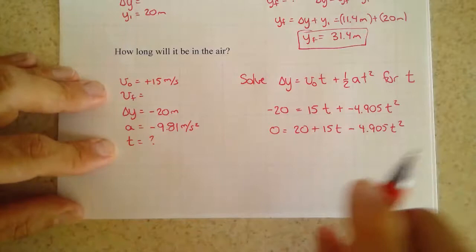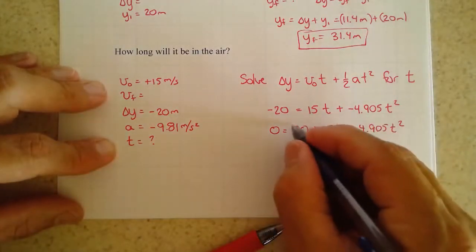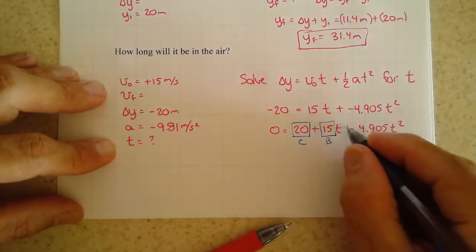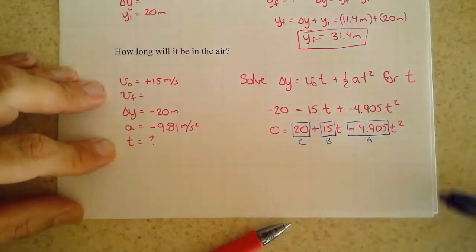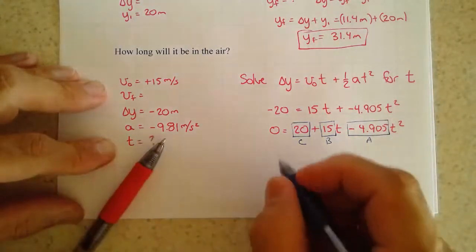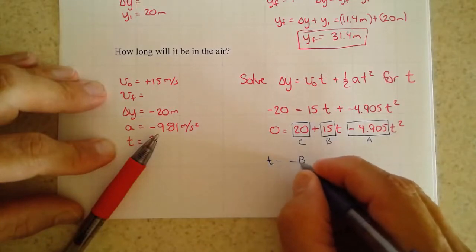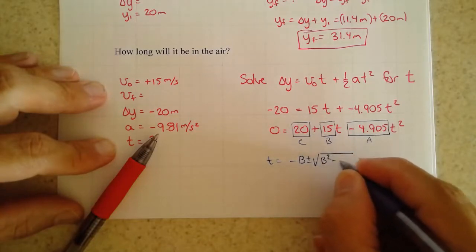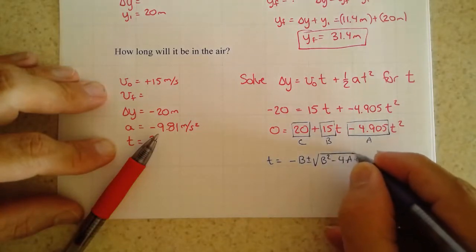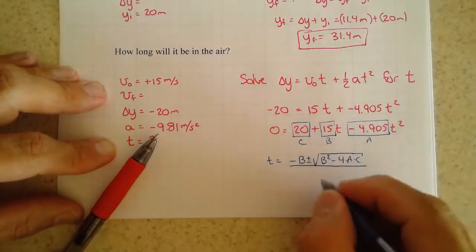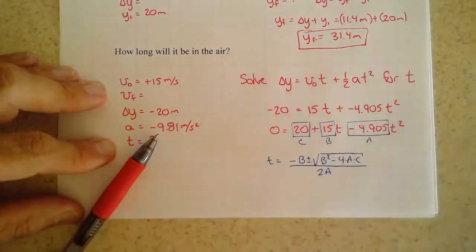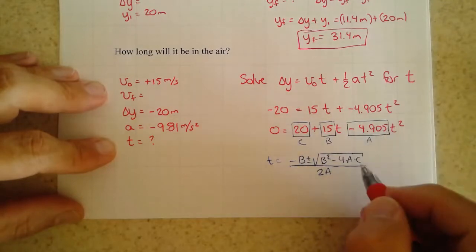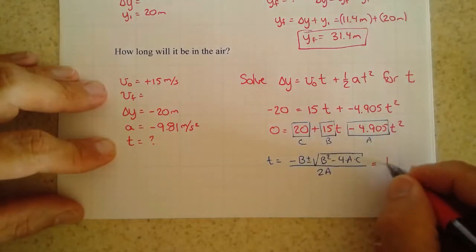And you're going to have to solve it using the quadratic equation. If you remember the quadratic equation, this coefficient here is c, this coefficient is b, and this coefficient right here is a. To get your solution, you're going to have to use t equals minus b plus or minus the square root of b squared minus 4 times a times c, all over 2 times a. And when you plug in all these numbers, 15 for b, a is negative 4.905, c is 20, you're going to get an answer of about 4.05 seconds. That's how long the ball is in the air.